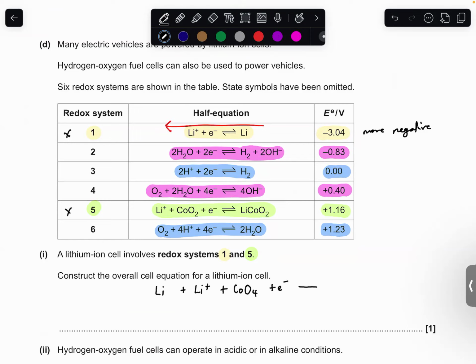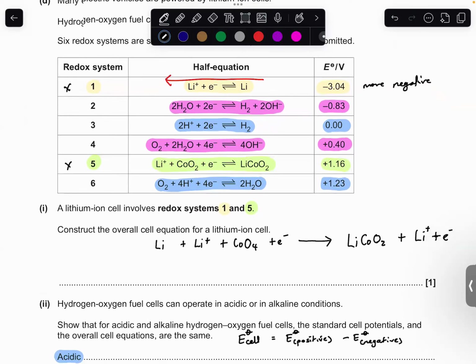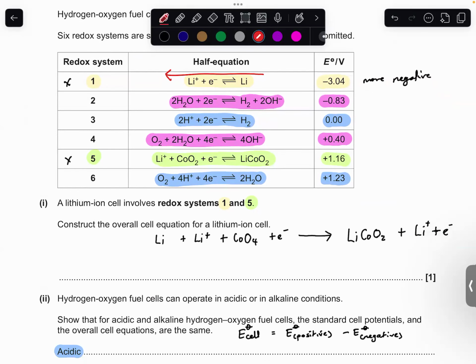Then we got our arrow to give us Li and Li+ and an electron. To get the overall equation, whatever is on both sides, we cross them out. So there's electron there, Li+ here, and we have our overall equation.